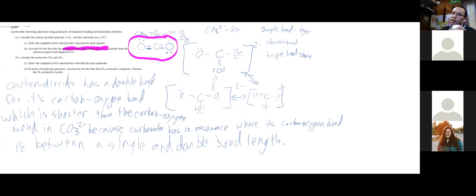Mm-hmm. I have a question. Say, I can't think of a molecule right now, but say the CO2 had a triple bond and two single bonds, but they each had three resonance structures. Is the resonance what accounts for it being longer, or will we take into account the triple bond at that point?